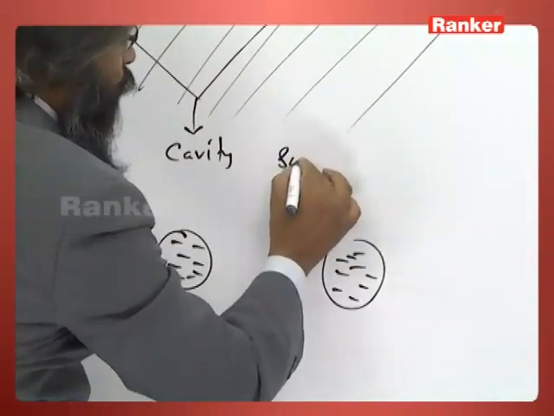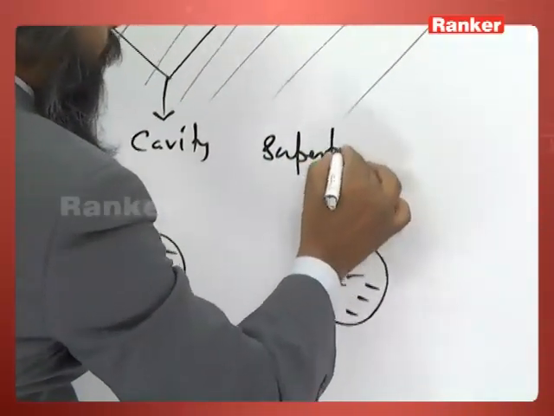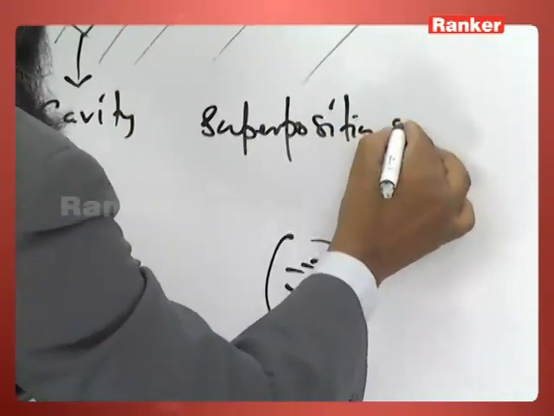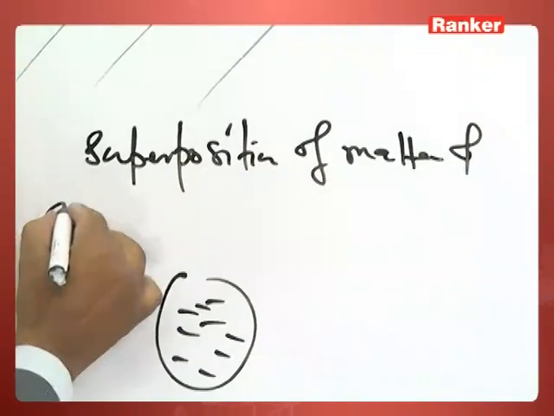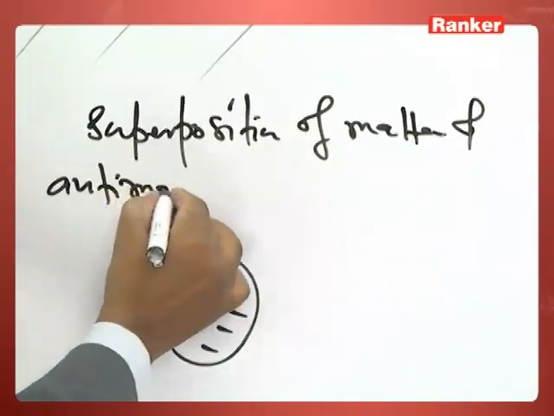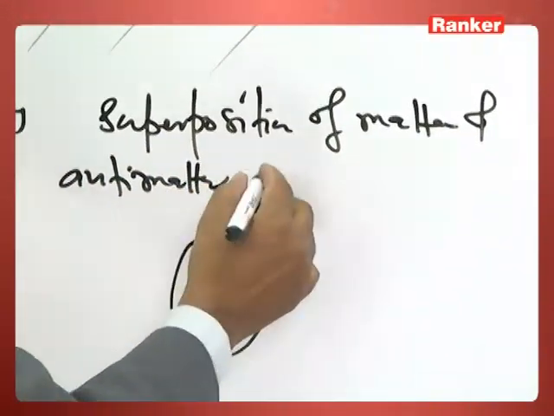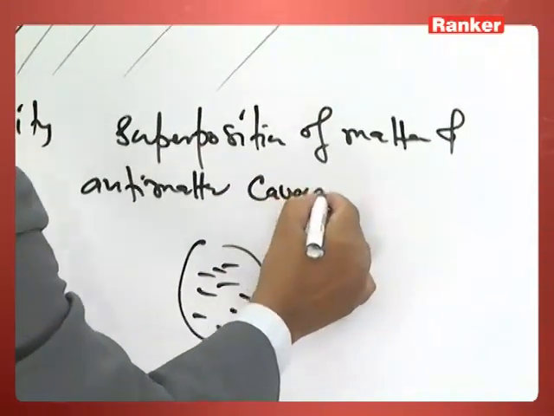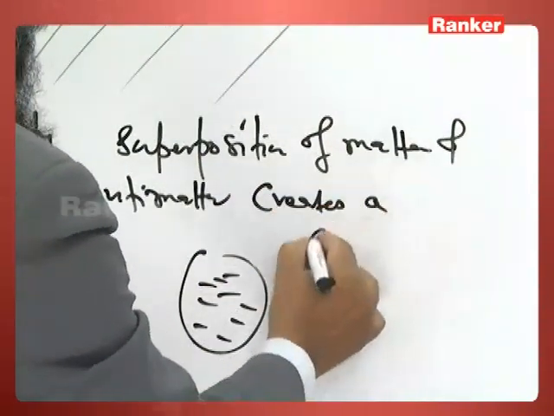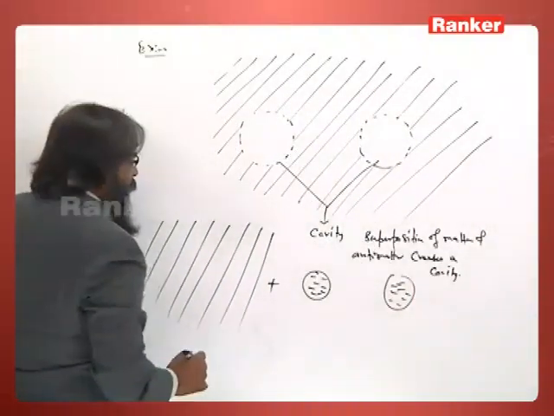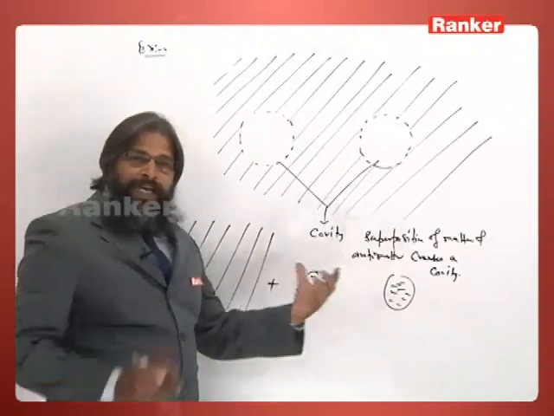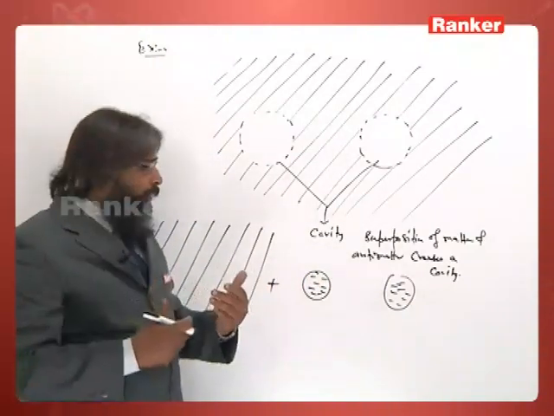Let us write it: superposition of matter and antimatter creates a cavity. Now, the role of antimatter is exactly opposite to that of matter.